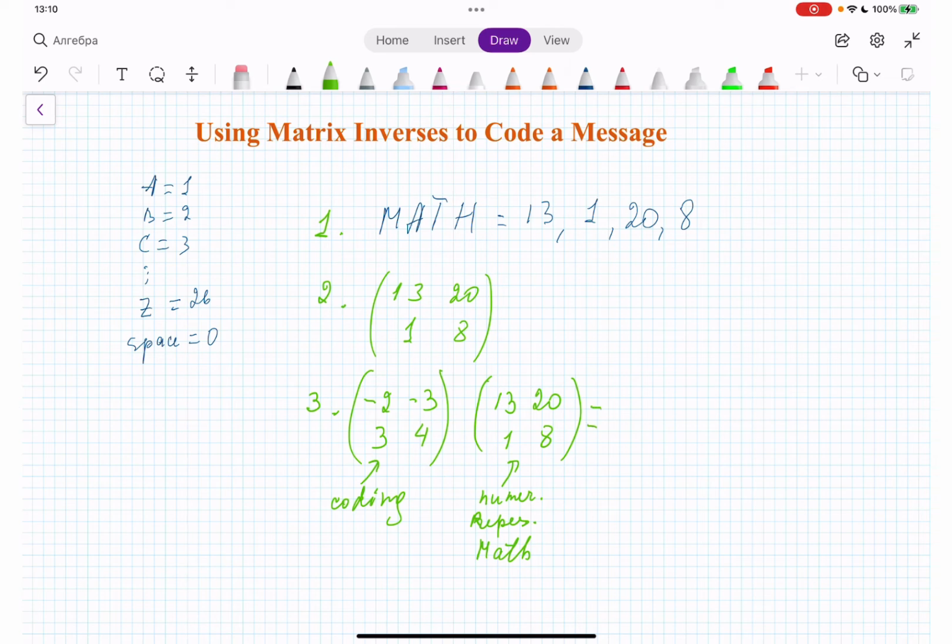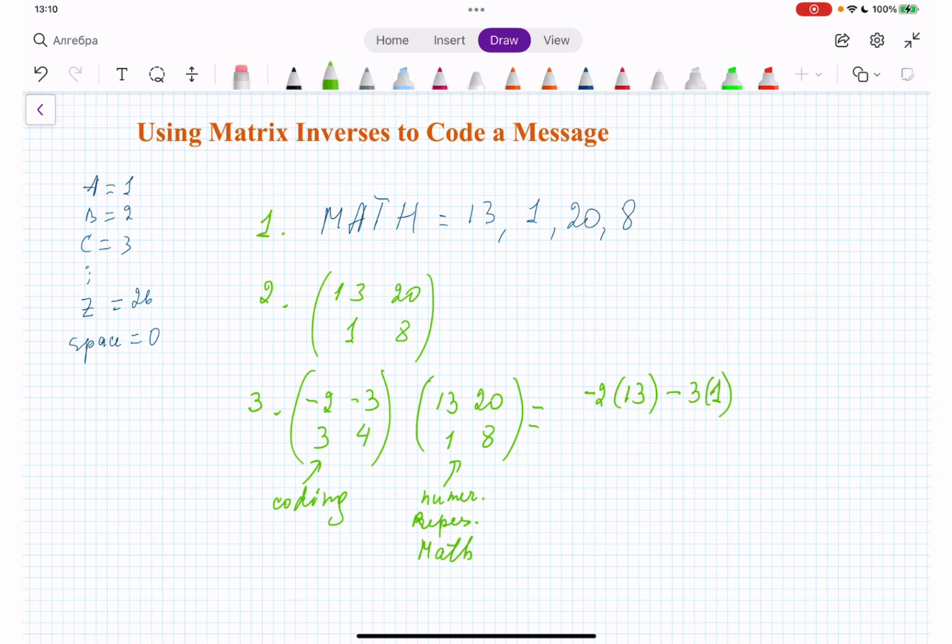Let's see what we are going to get. So we are getting -2 multiplication of matrices times 13. Who doesn't remember, open the video how to multiply matrices. Minus 3 times 1. And then here we are getting -2 times 20 minus 3 times 8. Also 3 times 13 plus 4 times 1, 3 times 20 plus 4 times 8.